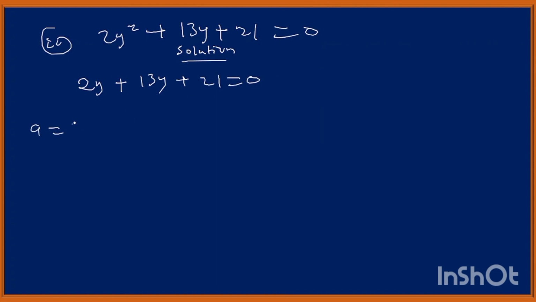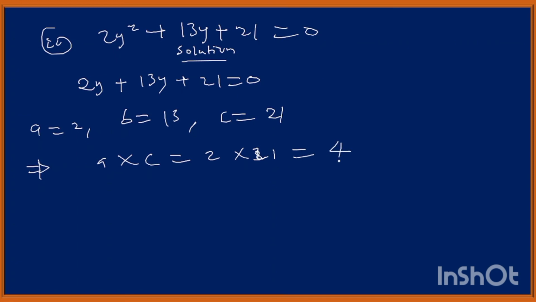So a is equal to 2, b is equal to 13, and c is equal to 21. So we multiply a by c, that is a times c is equal to 2 times 21. That will give me 42. So what are the factors of 42 that when I add them together, they will give me 13, and when I multiply them, they will give me 42? That is 6 and 7.